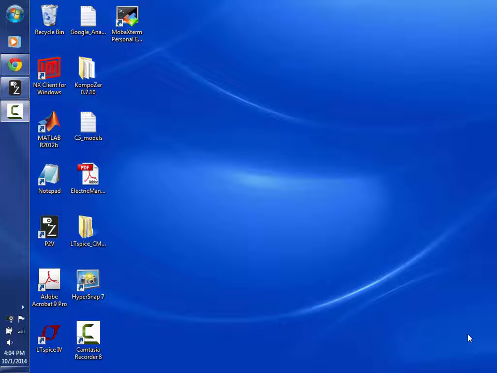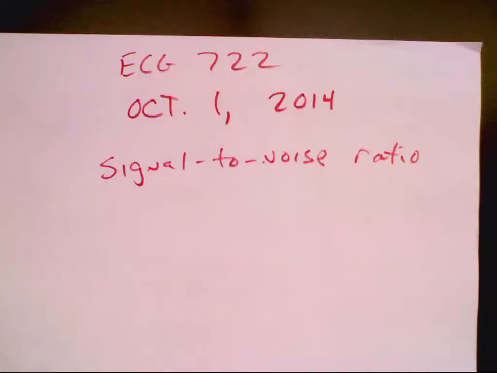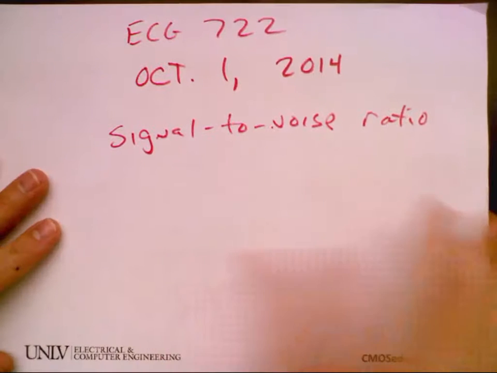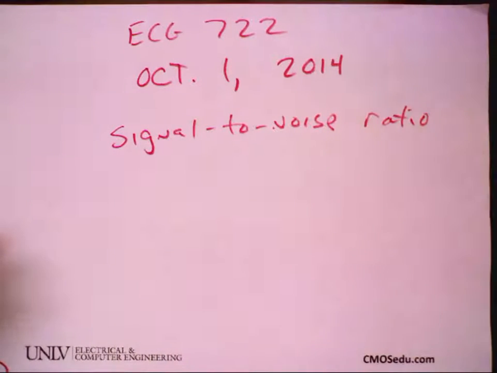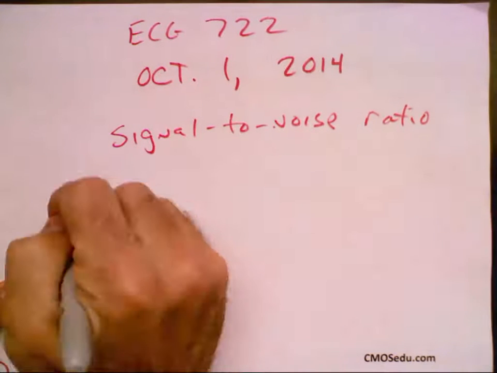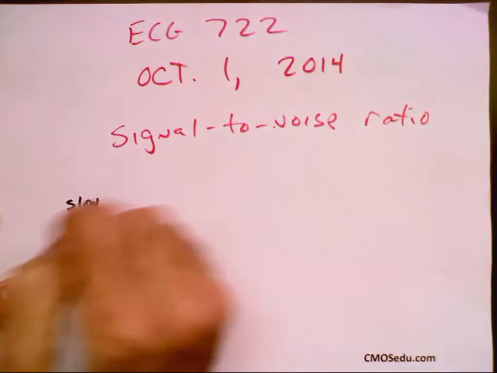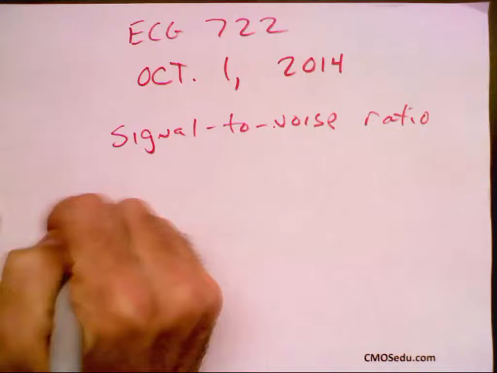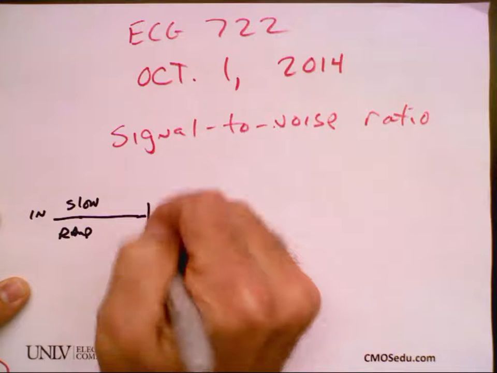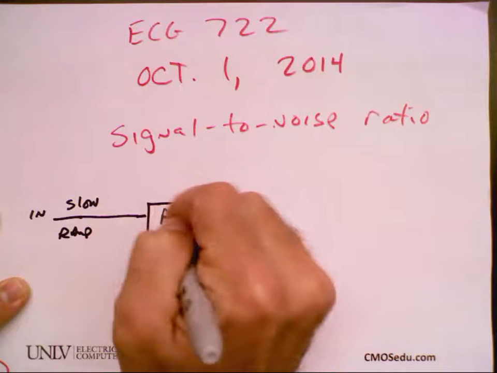All right, so I want to talk one more time about the quantization noise that we have, and before we move on into data converter SNR, I kind of whizzed through this last time. What we're going to do is we take some analog input slow ramp, and that goes to an ADC.